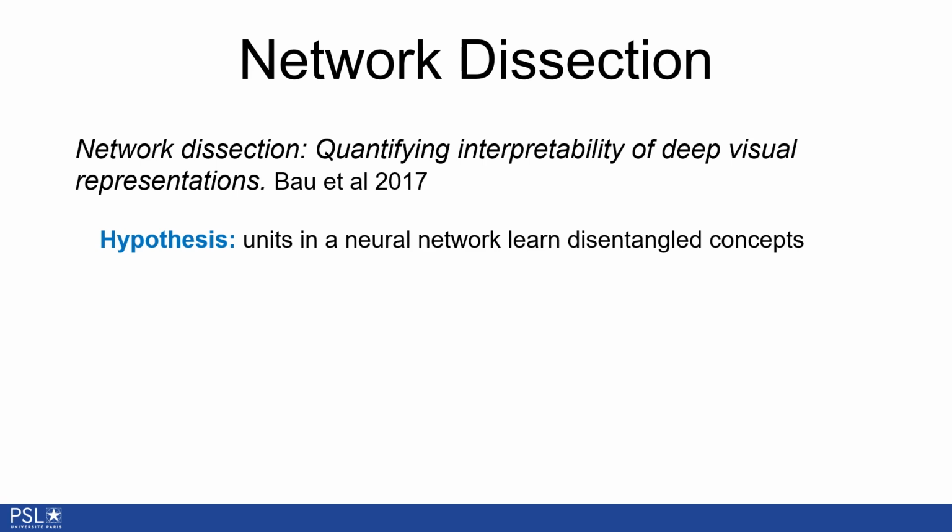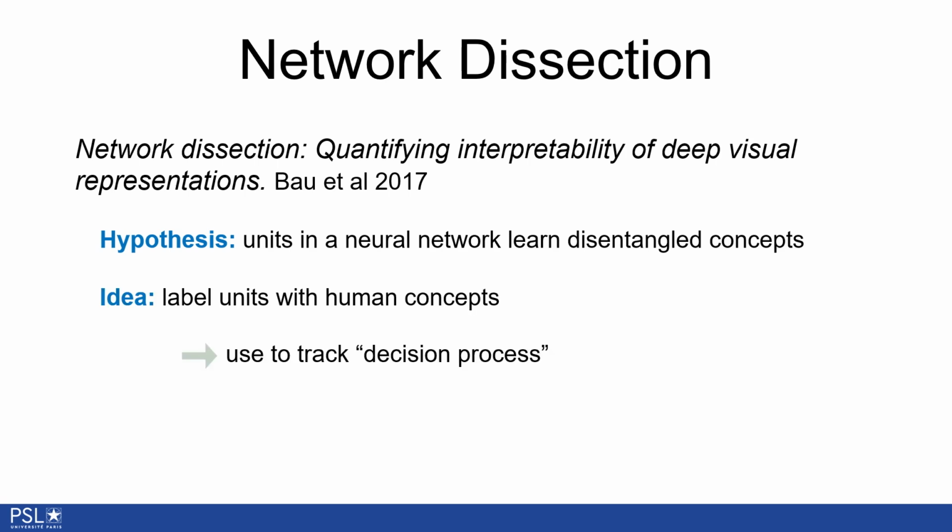These are, in a sense, fundamental properties of an object, such as, for example, its color and shape. Identifying algorithmically these fundamental properties is in general difficult. So the main idea of this approach is to directly label units in a trained network using human concepts, and then use this labeling to track the decision process in the network.